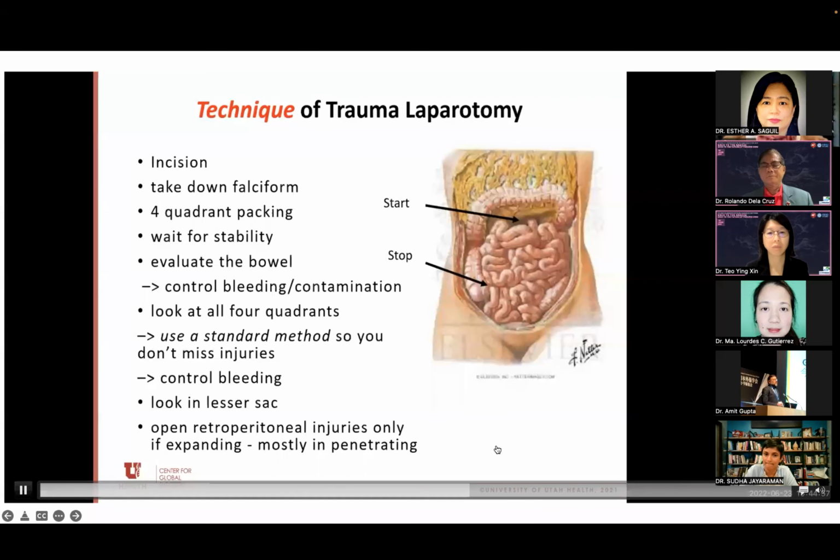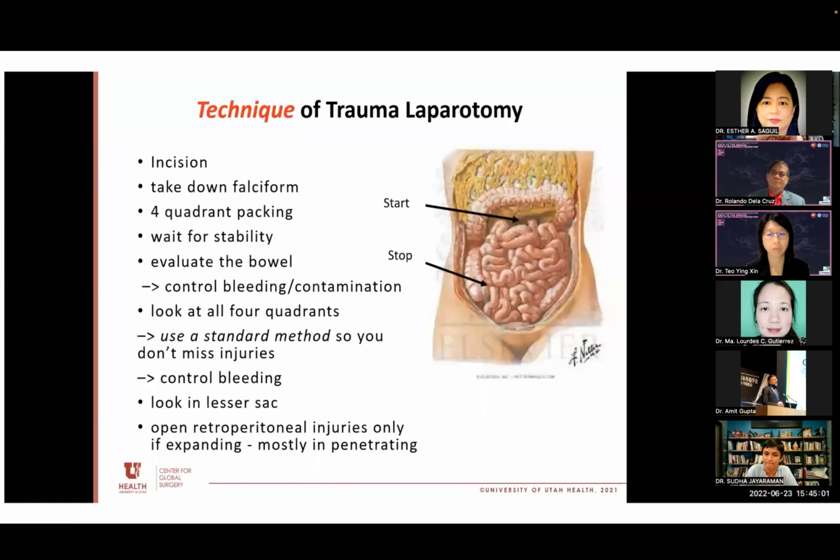I'll finish looking at the transverse colon, left colon down to the pelvis, and make sure there's nothing else that is going on. And then I'll open up the lesser sac in the gastrocolic ligament, look at the pancreas, make sure that there's nothing injured in the retroperitoneum, and then go back to the stomach bed to assess if the stomach artery and vein need to be oversewn again.